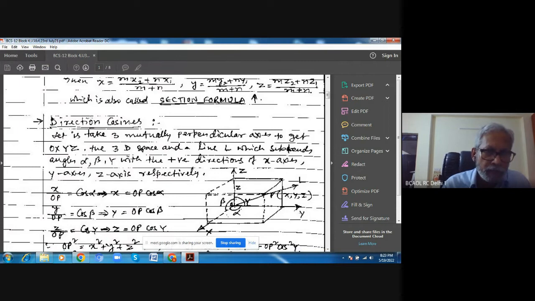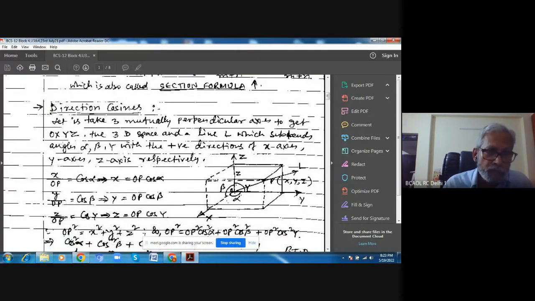Direction cosines are another thing that you have to remember, how they have come. Let us take three mutually perpendicular axes, x, y, z. Mutually the three axes are there, and all are perpendicular. And a line L, one line, which subtends angles of alpha, beta, gamma.